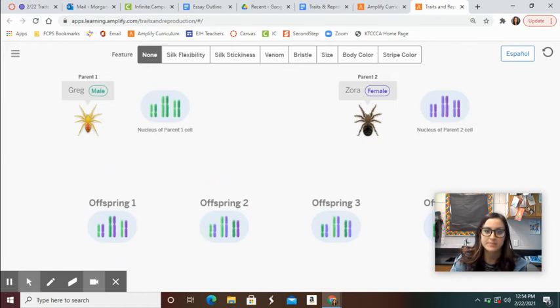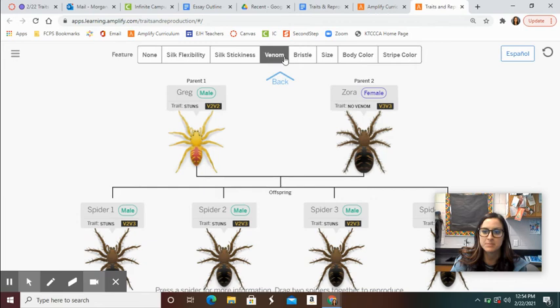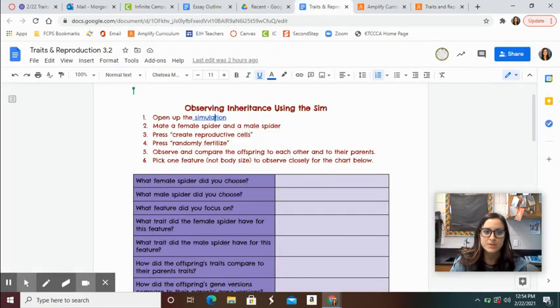And there are offspring. Then you're going to pick one feature, any one but body color. You're not going to do body color because that is one that will be covered later. So here are my two parents and my offspring. You're going to put which female spider you chose, which male, and then you'll go through these questions. What feature did you focus on? What was the female's trait for that feature, the male's trait for that feature, and all of that.